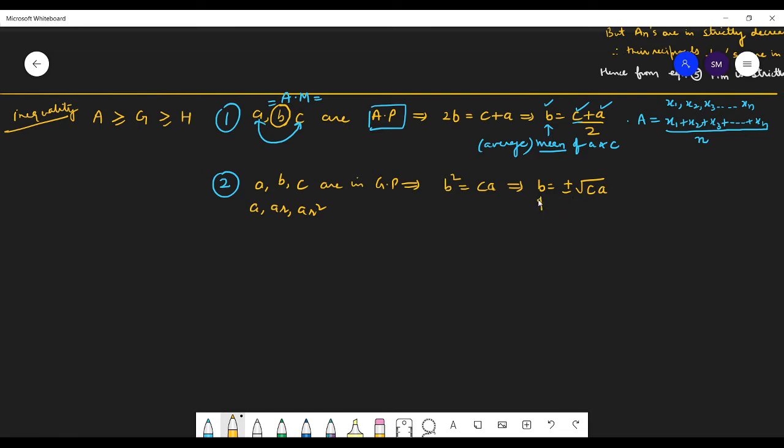So here B is geometric. A, B, C are in geometric progression, so we call B a geometric mean. So in AP, B is your arithmetic mean. In GP, B is your geometric mean. And in general, how will you write this geometric mean? We denote geometric mean with the symbol G.